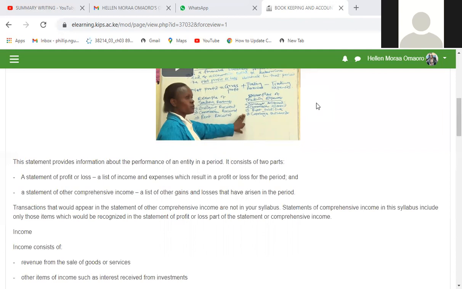Let us look at the examples of revenues. We usually have three which are common. We have the discount received, we have the commission received, and we have the rent received. Those are the trading revenues. The examples of trading expenses. Trading expenses, these are the costs which we incur.